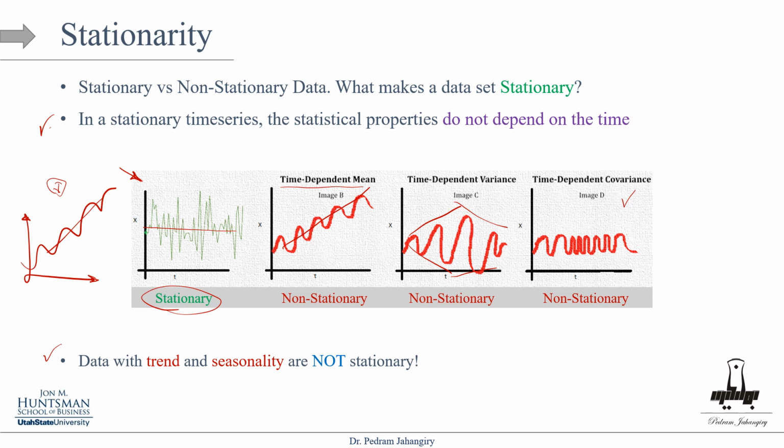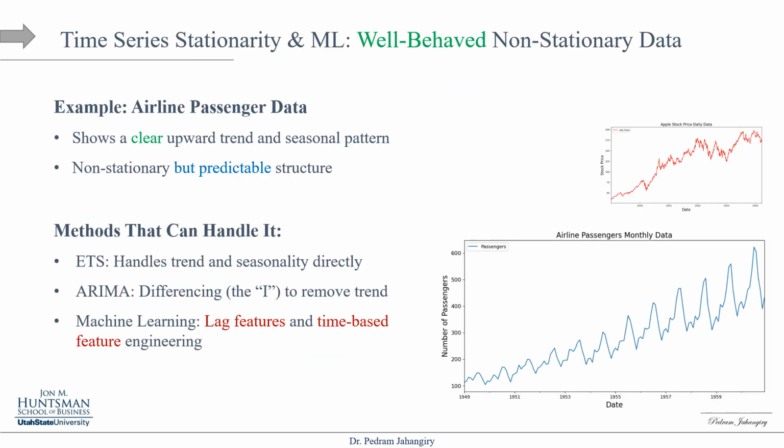What about machine learning? Can machine learning internally handle the problem of non-stationarity? Let's look into the details. That totally depends on whether our non-stationary dataset is well behaved or not, right? So what is an example? For example, our very own airline passenger dataset, as you can see down here, is an example of well-behaved non-stationary data. It shows a clear upward trend and seasonal patterns. So this is non-stationary, but predictable. It has a predictable structure.